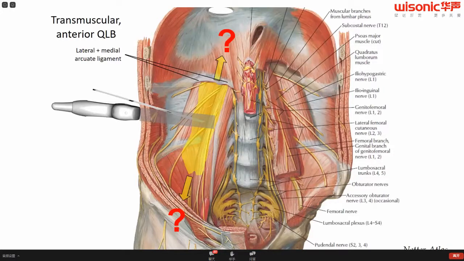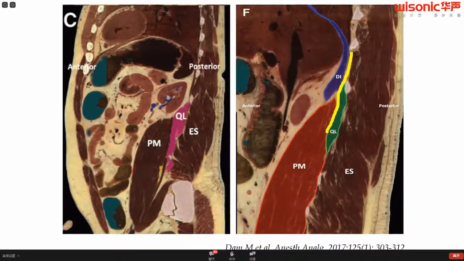In this sagittal image of a cadaver, the yellow line represents the flow of the dye, and you can see that the dye is entering the lower thoracic area. The diaphragm is represented with the blue color, and behind the diaphragm you can see the local anesthetic.